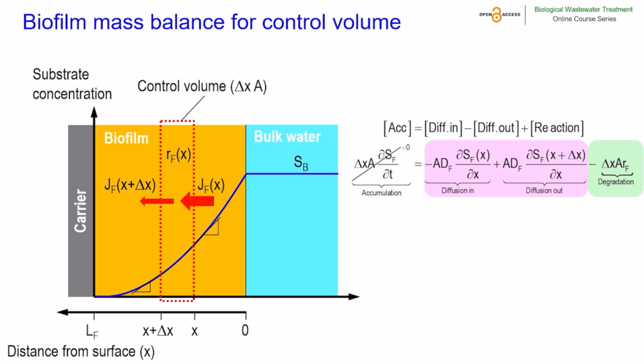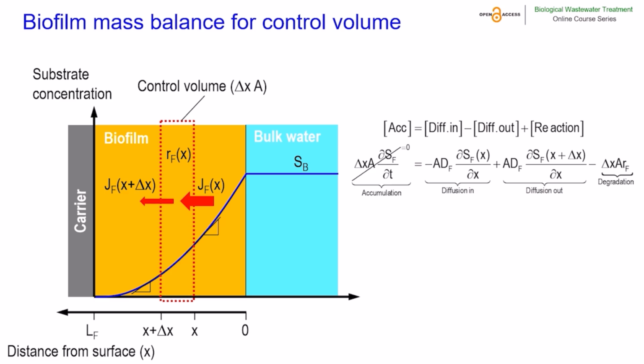If the degradation is larger than zero, then the rate of substrate diffusing out of the control volume must be smaller than the rate of substrate diffusing into the control volume. Thus, as we're moving away from the surface into the biofilm, the slope of the substrate concentration profile must get smaller and smaller until the slope becomes zero at the base of the biofilm. This expectation is consistent with the substrate concentration profiles we have been sketching all along.